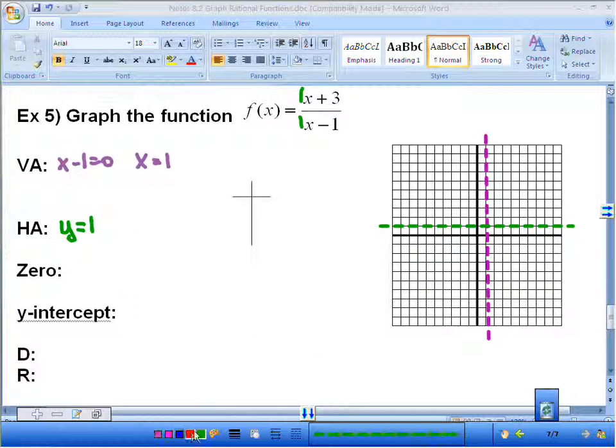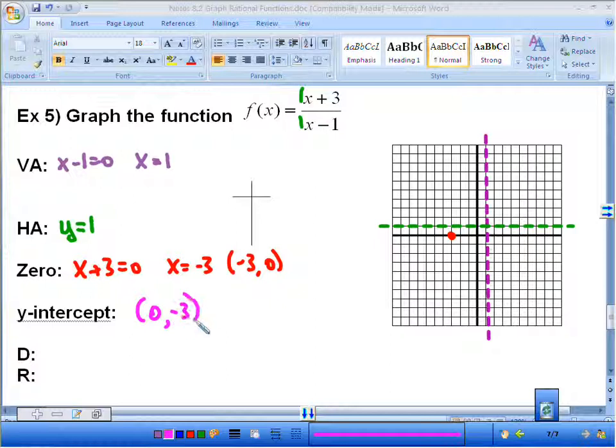Now we're looking for the zeros. We want to know where it's going to touch the x-axis, and so we can use the top part of the equation, set it equal to 0. X equals negative 3. So we know that we have a point at negative 3, 0. There's one of our points. Now we're looking for the y-intercept, and remember the y-intercept is when x equals 0. If I plug a 0 into here, that's going to leave me with negative 3. So I know I have a point at 0, negative 3. So this is the left side of my graph.